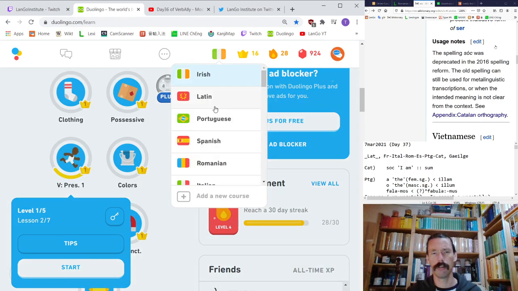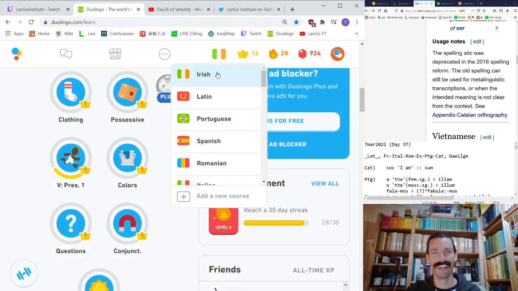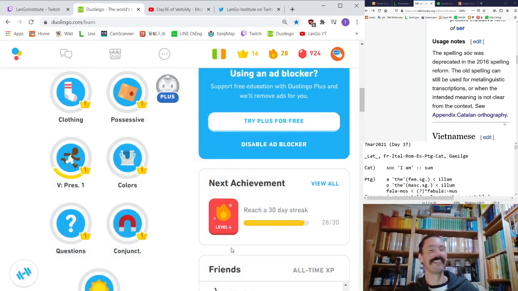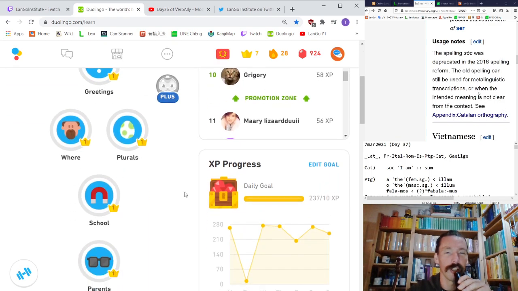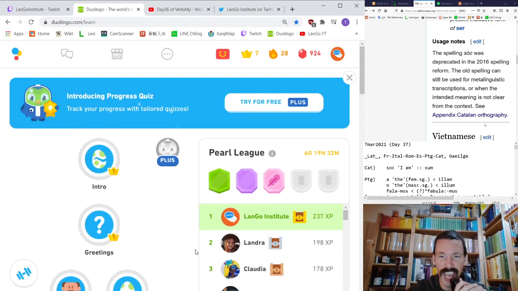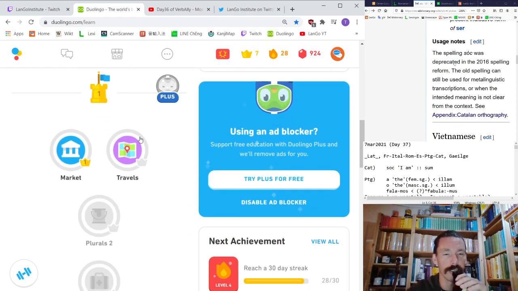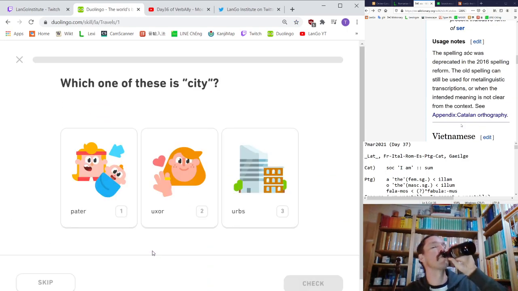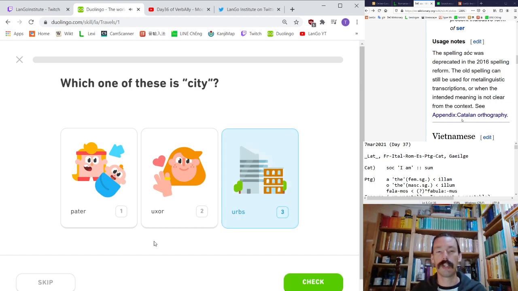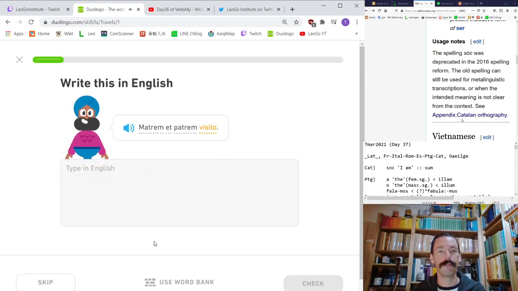Let's dip back to Latin so it's a little easier for a second. Much longer familiarity with Latin. How are we doing? Awesome. Urbs, city, is lovely. Consonant stem noun. Urbs. S is the case marker. Matrem et patrem visito. Visito, the verb, I visit. Matrem et patrem, mother and father.